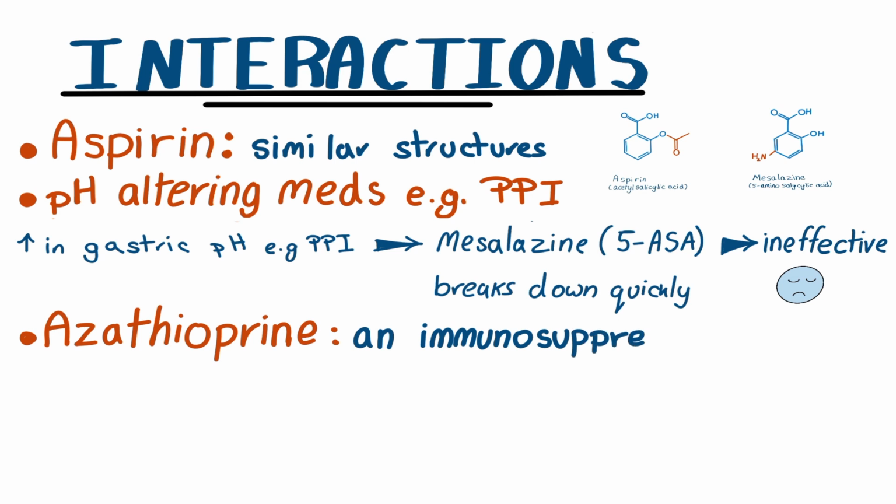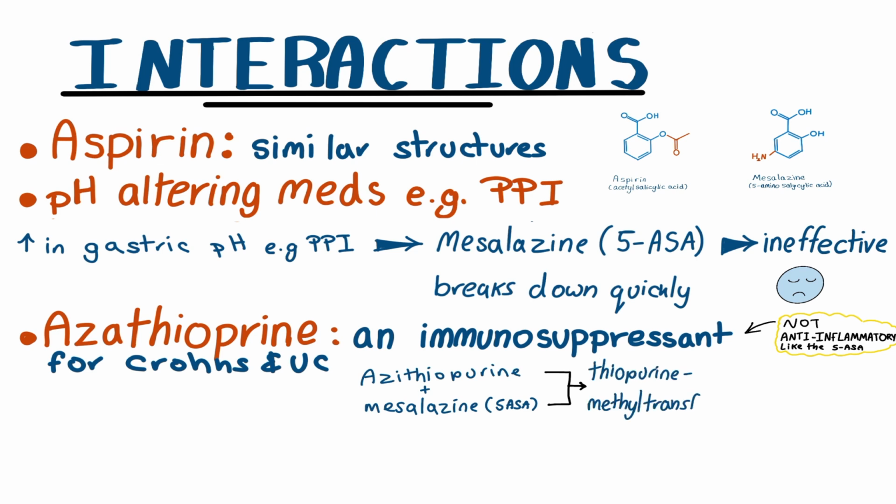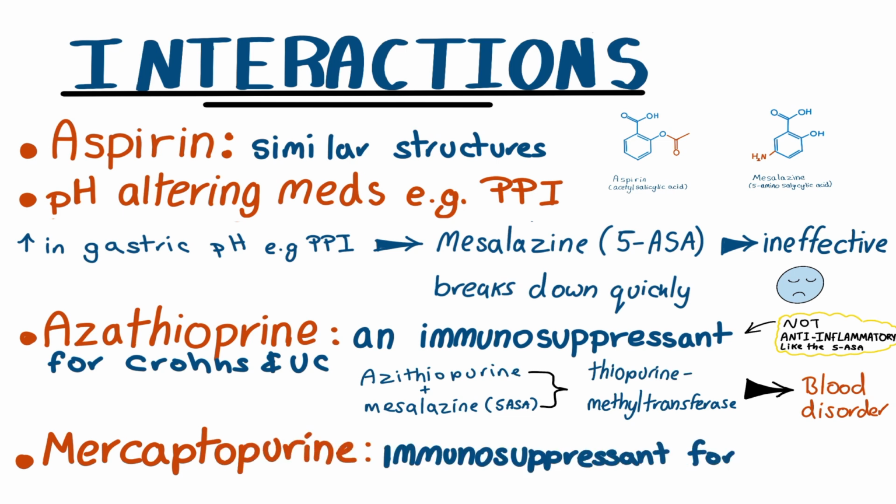There are other medications, such as azathioprine, which is an immunosuppressant that can be used for Crohn's or ulcerative colitis. In combination with aminosalicylates, azathioprine can increase the risk of blood disorders. Therefore, monitoring of full blood count is essential. Mercaptopurine is also an immunosuppressant that can be used. Sometimes it's used for cancer. It interacts with purine synthesis, so it increases the risk of blood disorders.